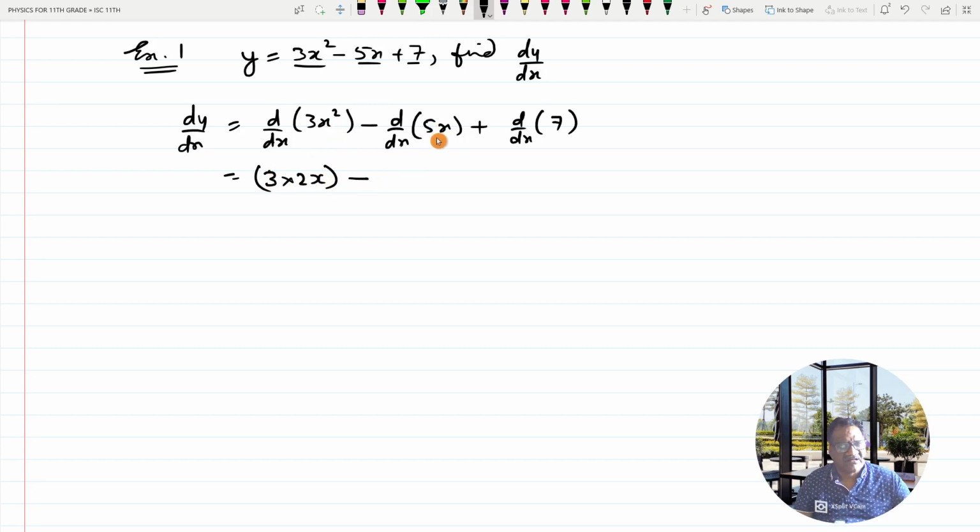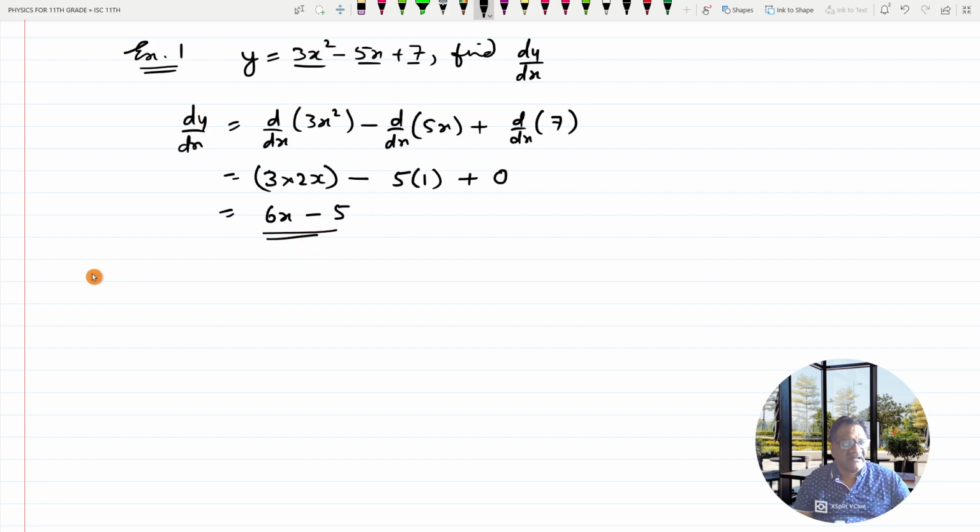Minus, what is the derivative of 5x? 5 is a constant, so keep it outside. The derivative of x is 1, so it will be 5 into 1. Plus 7 is a constant, so the derivative of a constant is 0. So my answer will be 3 times 2 is 6x minus 5 plus 0. So 6x minus 5 is the answer for dy by dx.